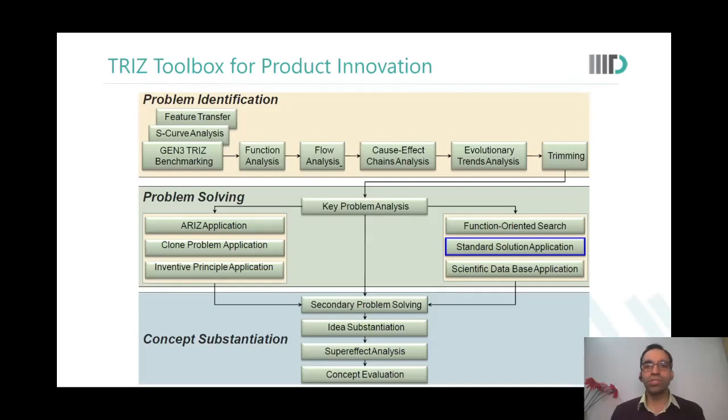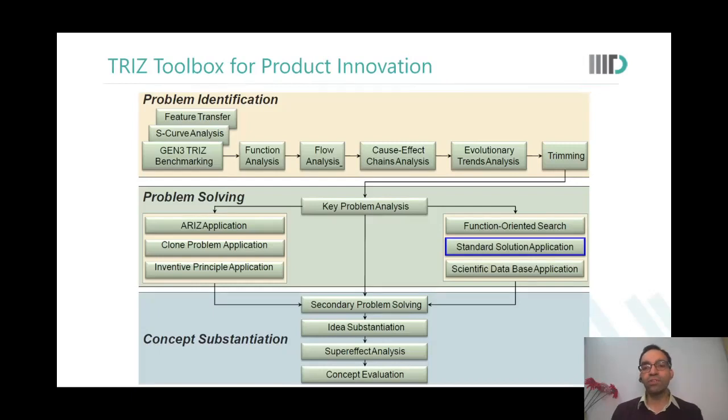Once we have identified some solutions to the problems, you will realize that each solution may have some corresponding lingering problem, or while this is a solution to the major problem, it can lead to some side effects. So how do we solve those secondary problems that may appear? That is the last part of TRIZ toolbox, where we talk about concept substantiation, how to solve these secondary problems. Now, we may actually have a solution which would not only solve the major problem, but that solution could be applied to three other places. And we could solve those problems also, or we could improve the performance of the system in those places also. So that is what is called super effect analysis, concept evaluation, and so on. So that is the third phase of TRIZ.